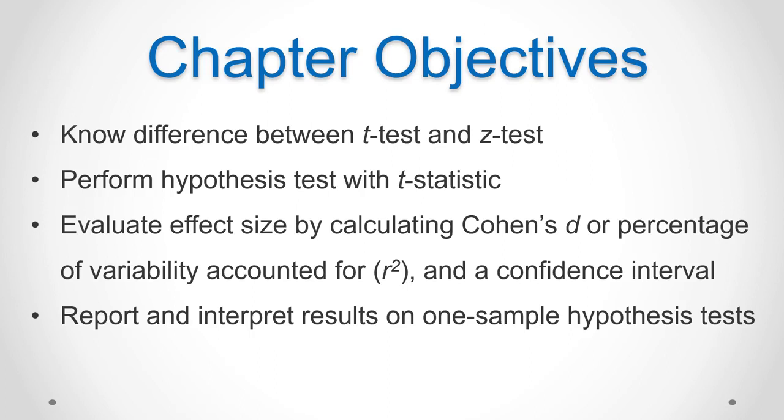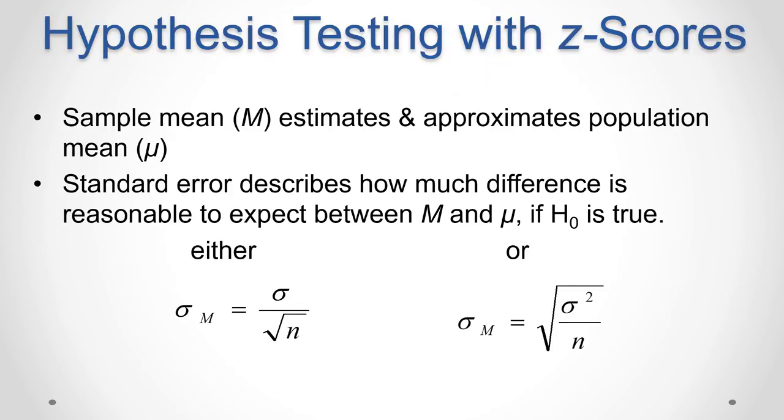Last chapter, we learned and practiced hypothesis testing with z-scores. We talked about using sample means as estimates for population means, and we learned how to calculate standard error to describe the expected difference between sample and population means if the null hypothesis is true.